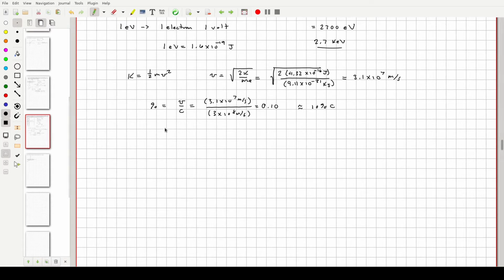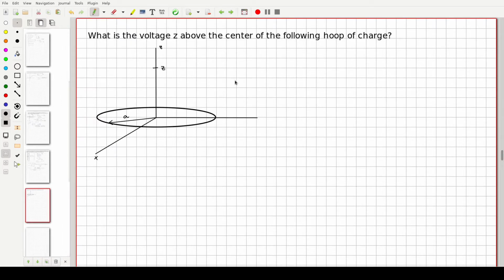So, this is a simple example. In this example, what I want to do is use the equation that I had mentioned earlier, that's for continuous charge distributions. That is dV equals 1 over 4 pi epsilon naught dq over r, to find out what the voltage is at this point right here. Now let's talk about what dq and what r are.